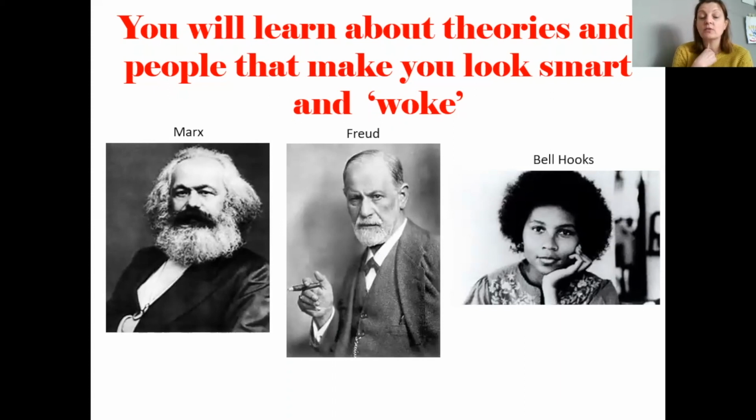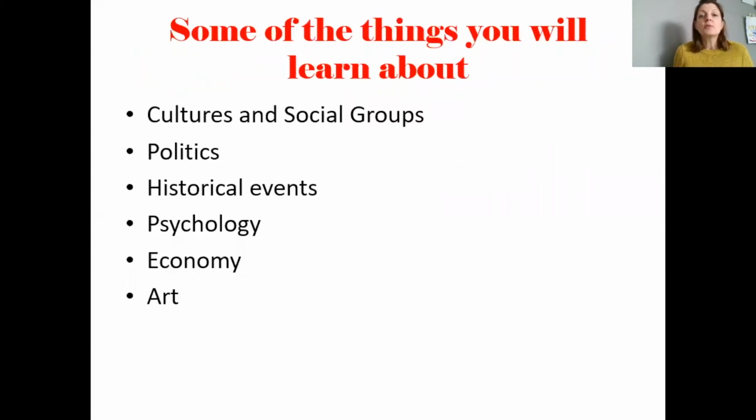We look at Marx, who puts on obviously a socialist, left-wing kind of reading of films. Bell Hooks is coming at it from a feminist perspective. So you're looking at one product, and you're looking at how different people might interpret that product according to what their belief system is. So some of the things you'll learn about is obviously different cultures and social groups, politics, lots and lots of politics in this, because films are often an artistic response to political happenings.